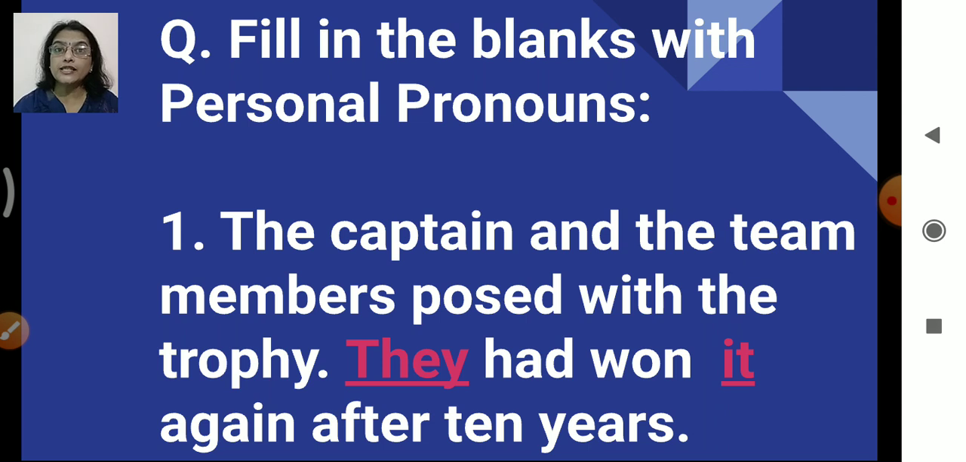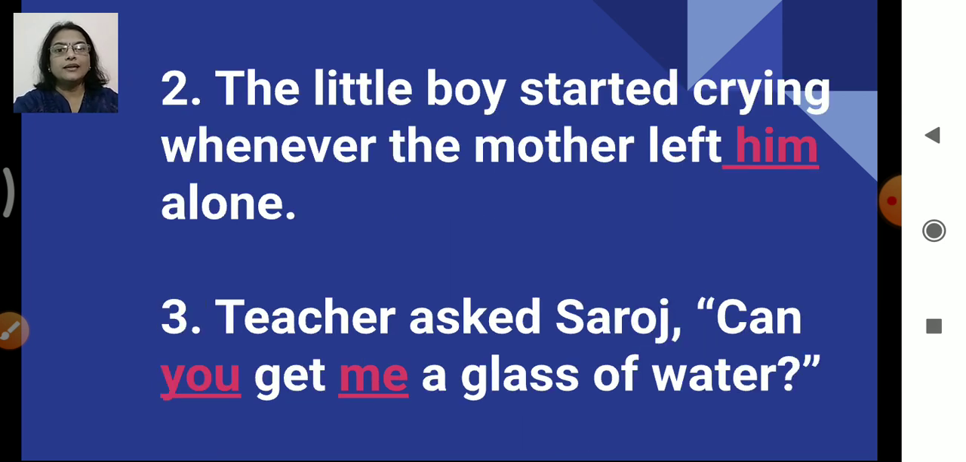That means the third person, right? So we have used here they. They is used for the third person, right? They had won it again after 10 years. So you have they and it. It is also used for the third person. Okay. Then the little boy started crying whenever the mother left him alone.